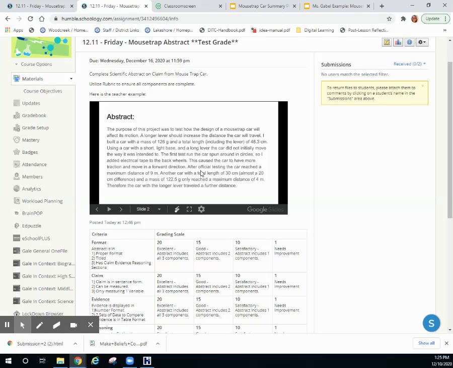This caused, after official testing, the car to reach a maximum distance of 9 meters. Another car with a total length of 30 centimeters, almost a 20 centimeter difference, and a mass of 122.5 grams only reached a maximum distance of 4 meters. Then my conclusion: therefore, the car with the longer lever traveled a further distance. So I include all those components in my abstract: my purpose, my claim, and my data, or my evidence. I use my evidence from the data I collected as far as mass, length of my car, and the distance traveled. I used all of that information to support my claim.